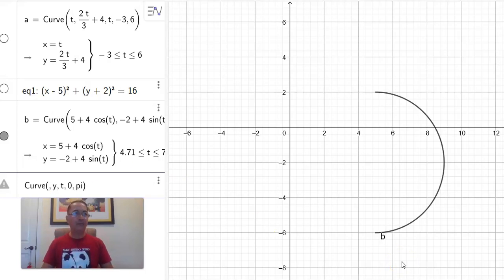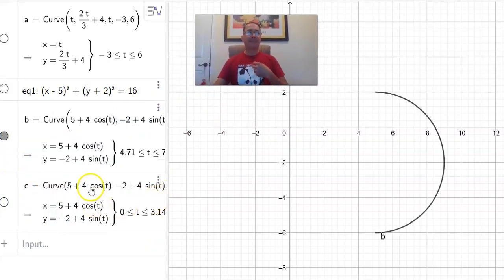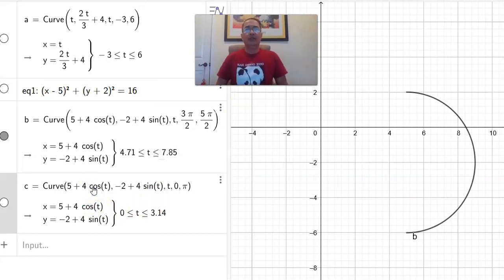Okay, will it still work if we did 5 plus 4 cosine t and negative 2 plus 4 sine of t? No, of course not. Now we have the upper half of the circle because our t is going from 0 to pi. Okay, so wrong, that is not a correct answer. Okay, so what should we do instead?